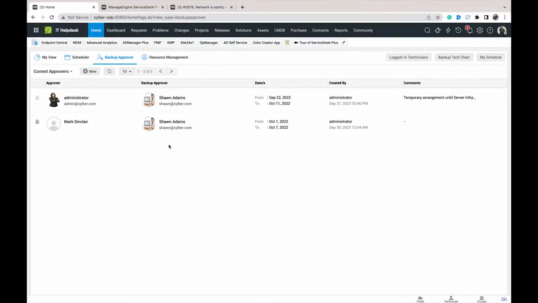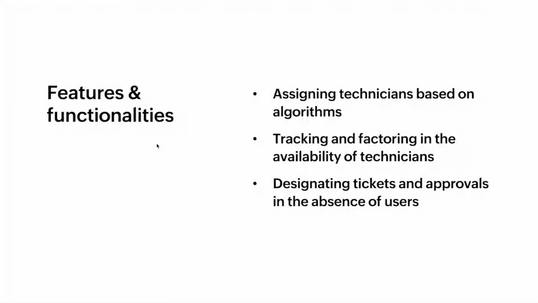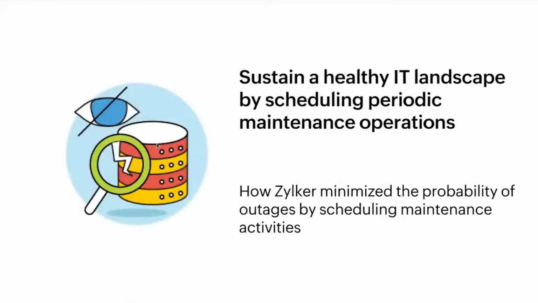So we just saw how you can assign technicians based on algorithms, how you can track your technicians' availability, and how you can designate tickets and approvals in the absence of users. The next hack I want to talk about is how you can sustain a healthy IT landscape by scheduling periodic maintenance operations. Now, Zilker needs a way to make sure that should the website outage reoccur, they should be prepared for that scenario.